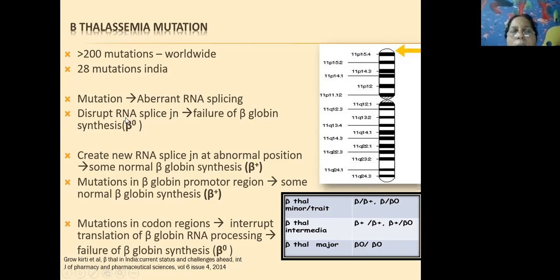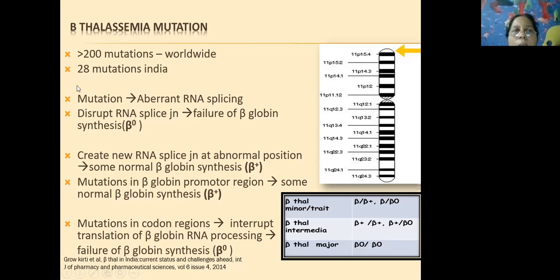So what are these mutations due to? There is the normal beta chain. One beta globin chain is from father, another one is from mother. So a person should have two beta chains. When everything is absent, we call it beta naught. When some amount of beta globin synthesis is present, we call it beta plus.